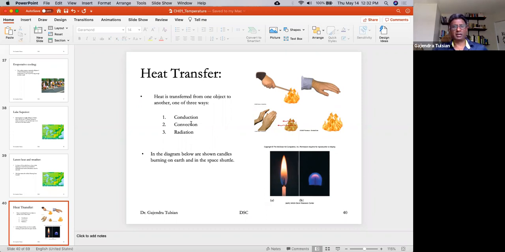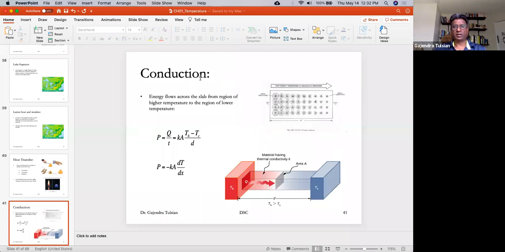So anyway, what we are interested in is heat transfer via these 3 modes: conduction, convection, and radiation. So first we'll look at conduction. We're mostly interested in conduction in solids, even though liquids and gases transfer via conduction as well. But in gases, conduction is a small portion.